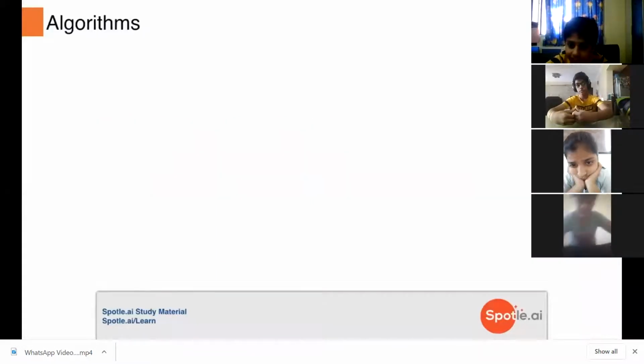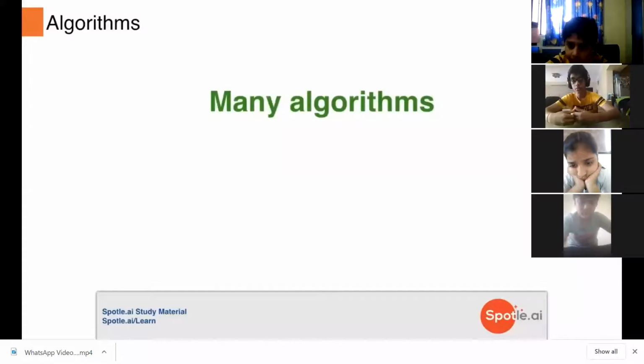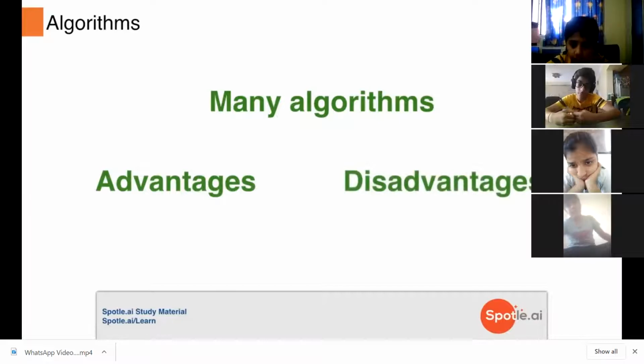There are many algorithms there for sorting. They have their advantages and disadvantages. We will see later the efficiency of some algorithms and their applications.